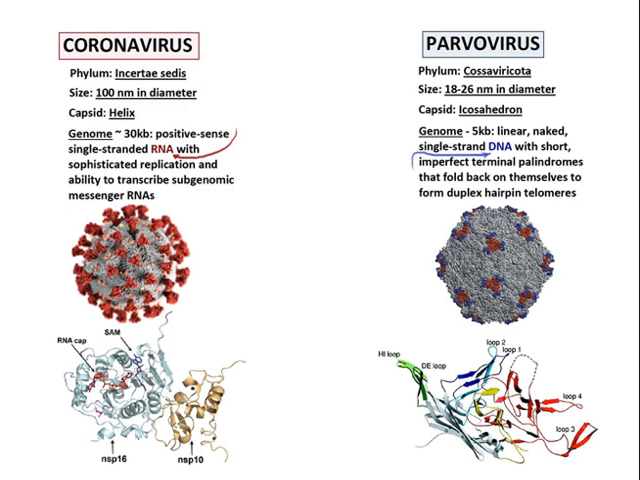Parvovirus belongs to the phylum Cossaviricota, while coronavirus has no distinct taxon above its class, and therefore its phylum is named Incertae sedis, which in Latin means undefined, enigmatic. So once we appreciated a basic taxonomy, let's find the place of parvovirus in the world of DNA viruses.